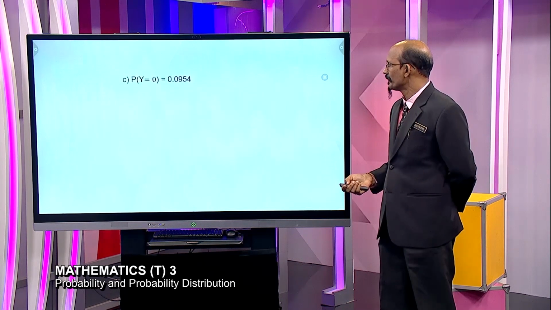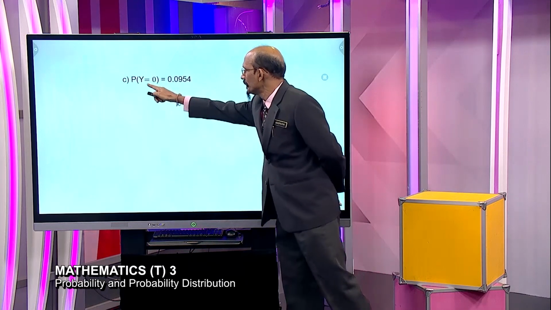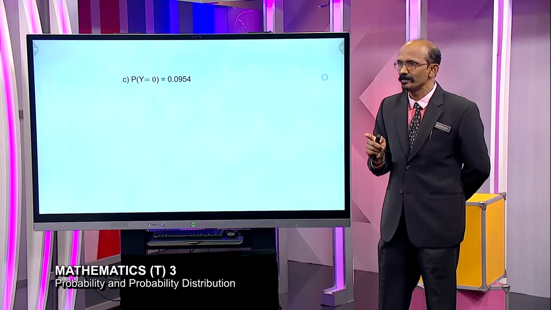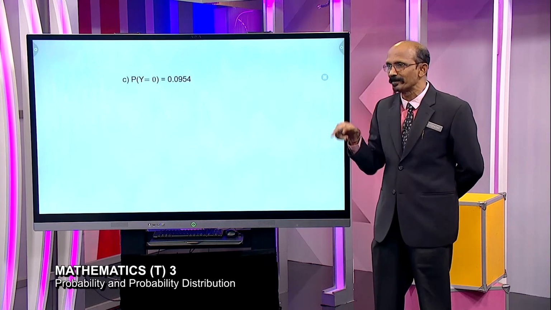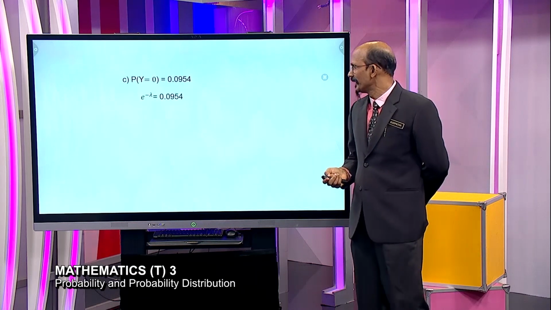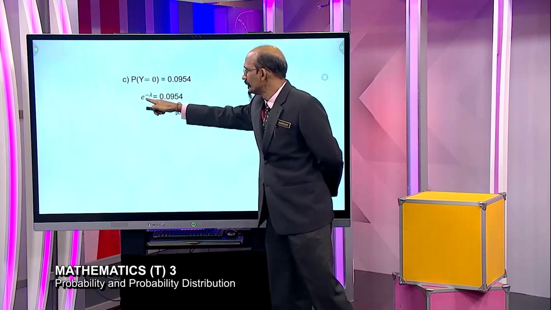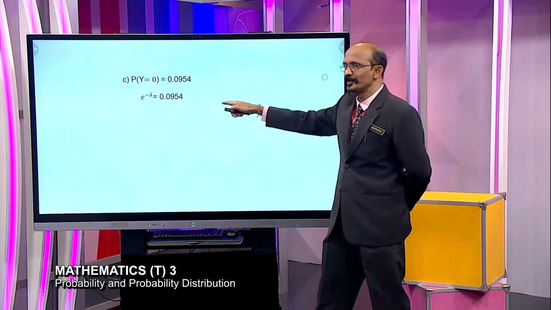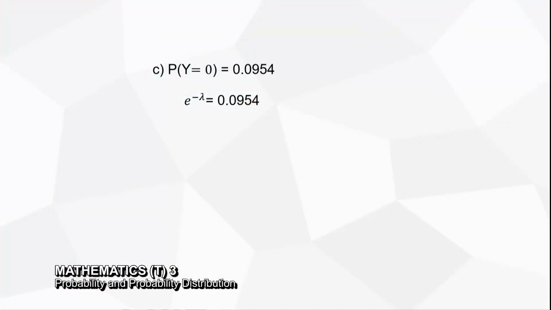Then part C. In part C, they ask you to find the parameter, but students should understand what the parameter means. Because this is Poisson, you need to find lambda. So we use the formula, which I call the useful result. Using the useful result, you get e to the power of negative lambda is equal to this one. Then we solve it, so we use ln.